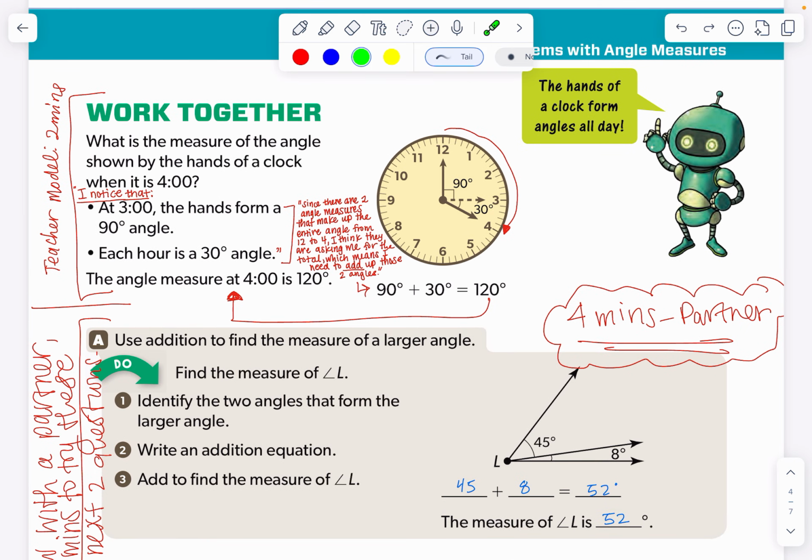So then you are going to take 2 minutes to model this piece right here. The question says, what is the measure of the angle shown by the hands of a clock when it is 4 o'clock? So just like yesterday, students are figuring out the total angle measure. They will see that, okay, the large angle is divided up into two parts, just like in our lesson intro. One of those parts is 90, the other part is 30. This is an example where we need to add. So we're going to do 90 plus 30, and we will get 120.